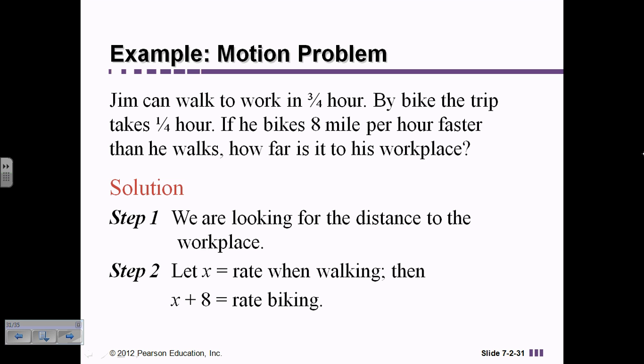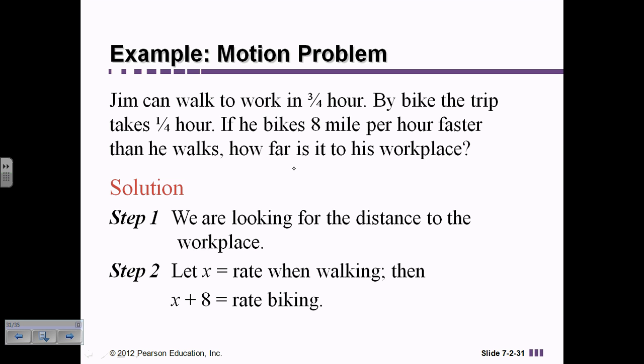So let's look at an example. John can walk to work in 3/4 of an hour, but by bike, the trip only takes 1/4 of an hour. So if he bikes 5 miles per hour faster than he walks, how far is it to his workplace?